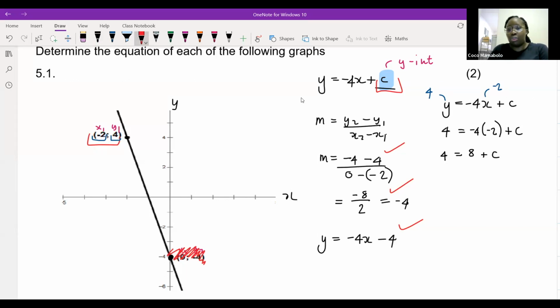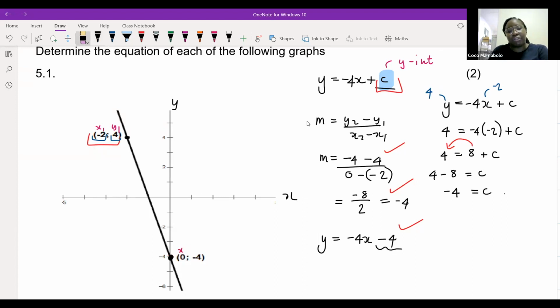And then I'm going to move the 8 over to the other side and it's going to become negative. So I will have 4 minus 8 is equal to c. 4 minus 8 is -4. -4 is equal to c. All right, and that's how we get that -4 over there.